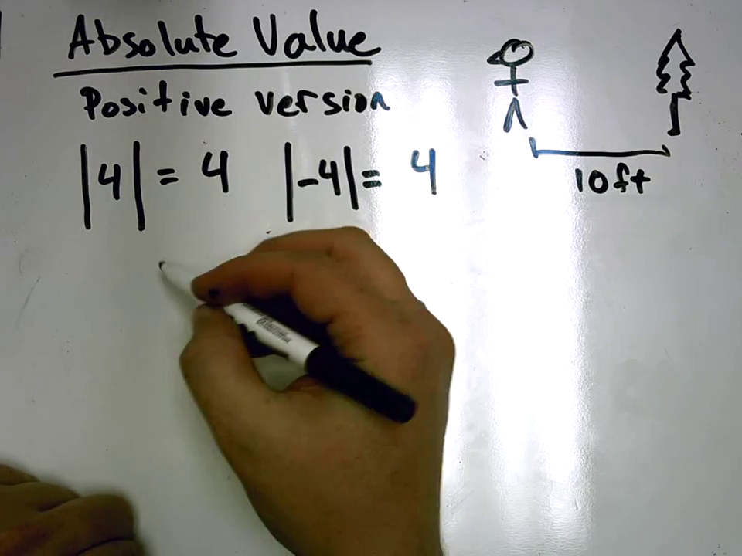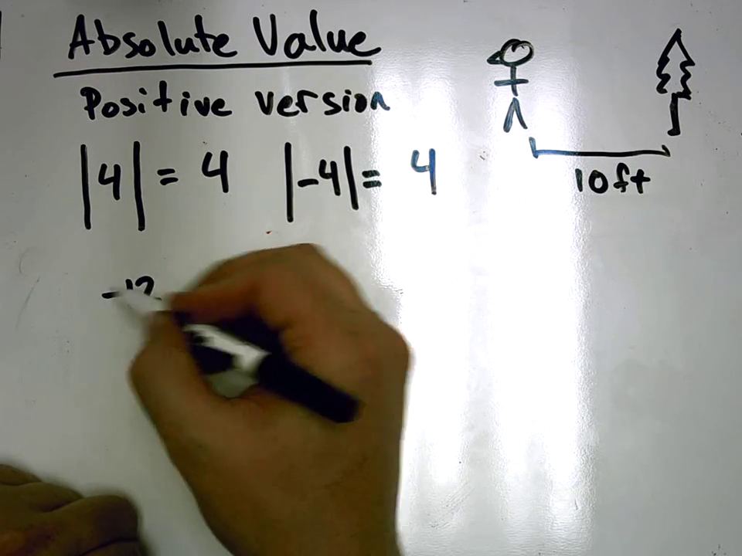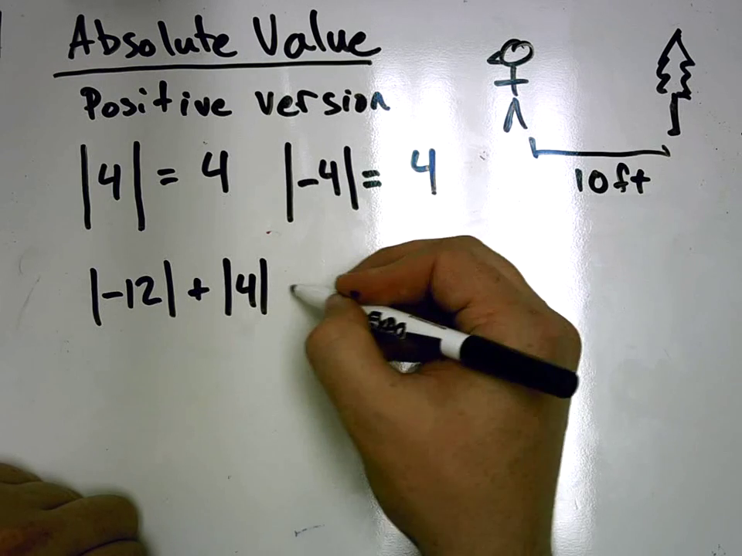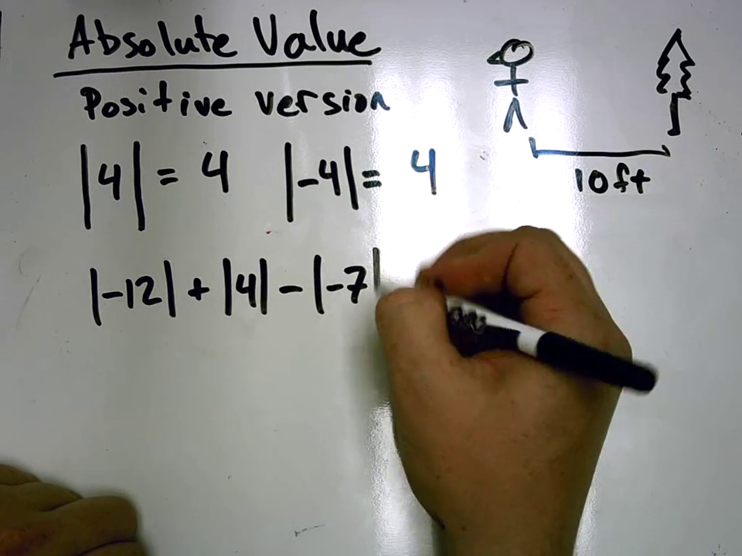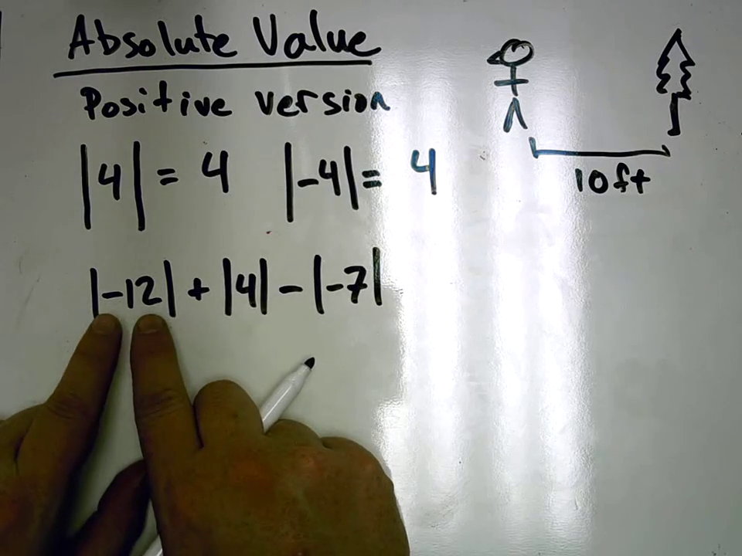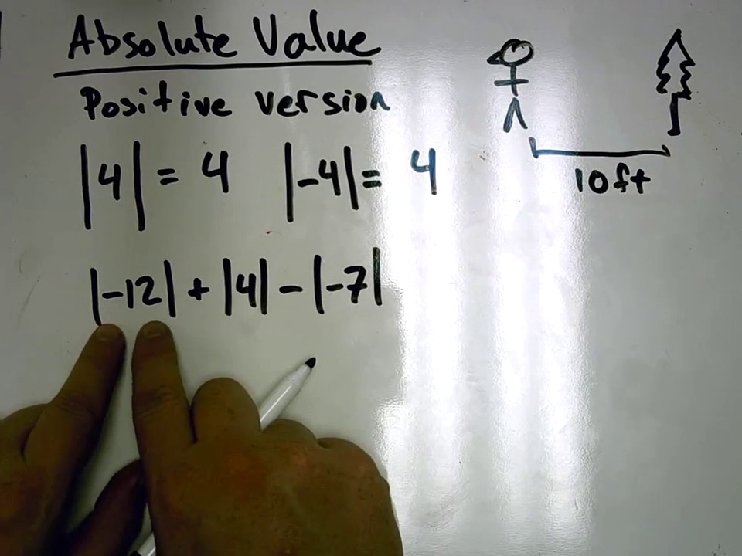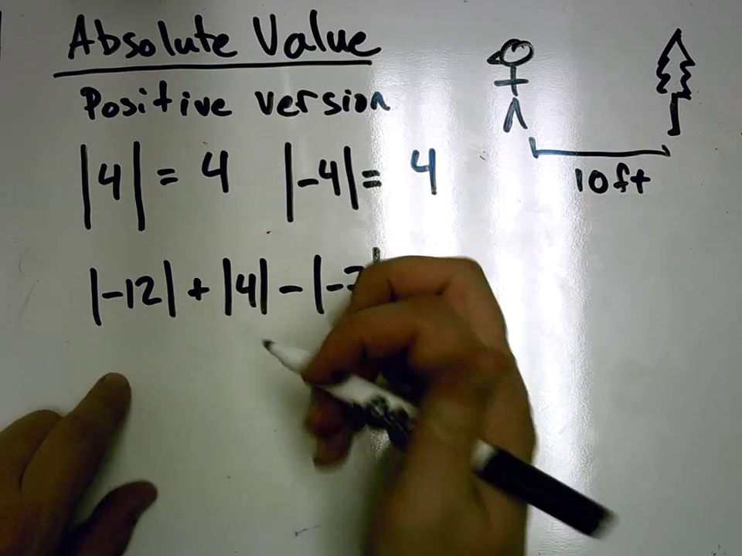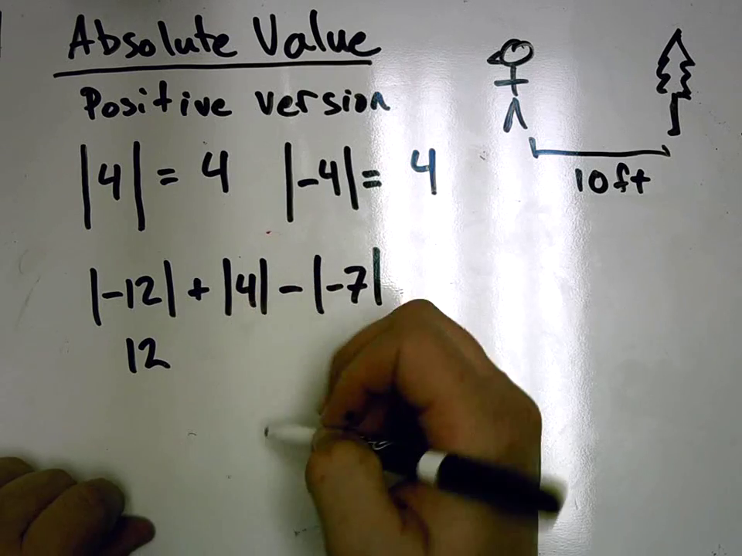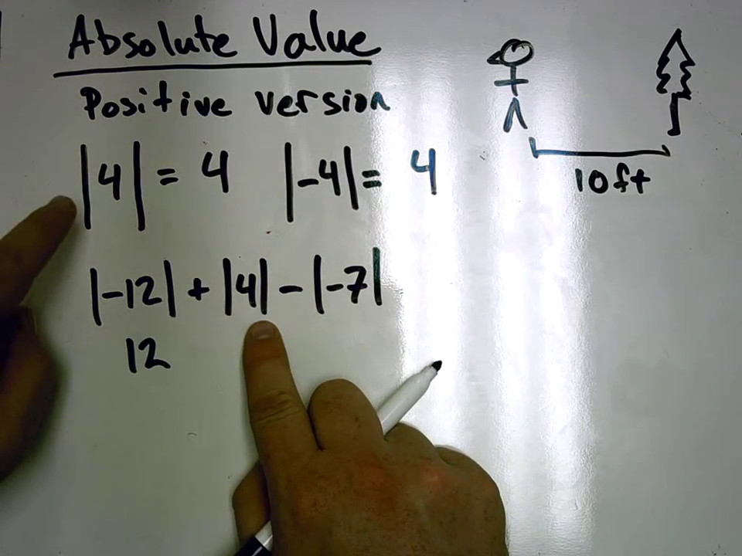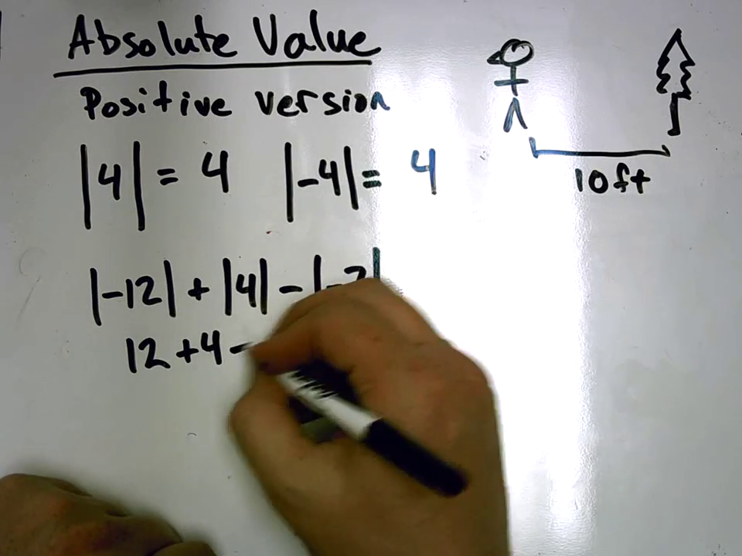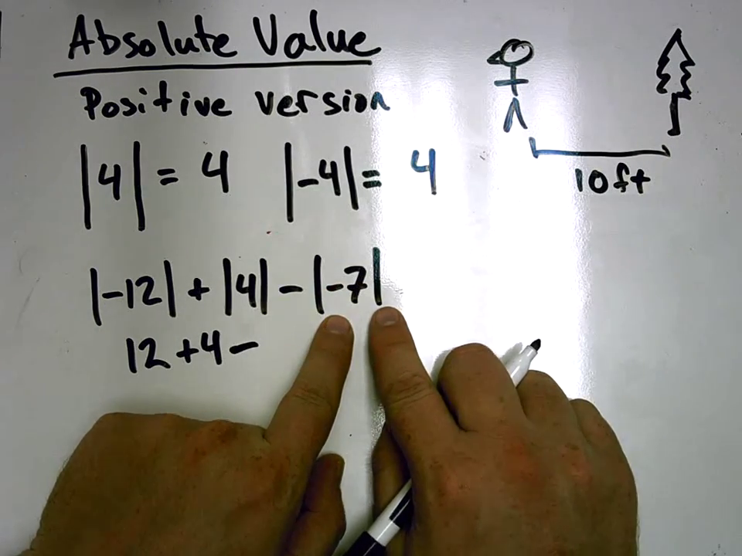Now when you're adding or subtracting things, so negative 12 plus positive 4 minus negative 7, the idea is always take the absolute value first. Right, so first figure out what's the absolute value of negative 12? It's 12. Absolute value of 4. Well, we know that one already, it's 4. Now we're going to subtract. What's the absolute value of negative 7?